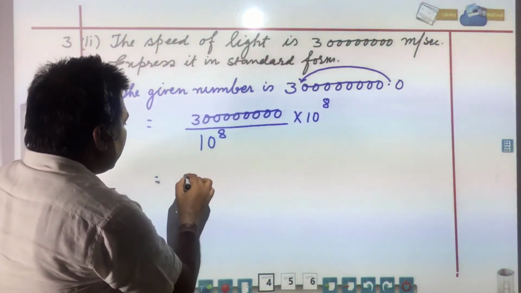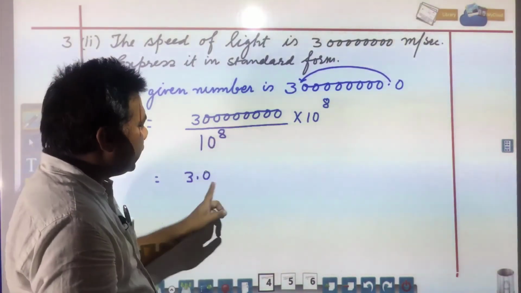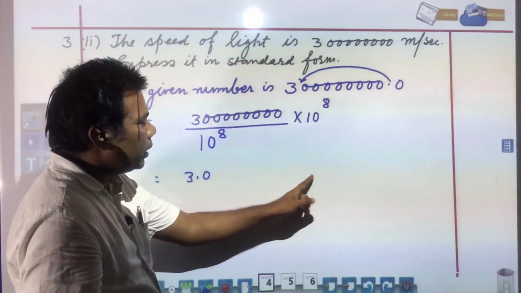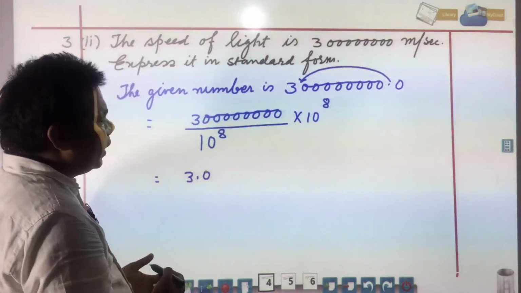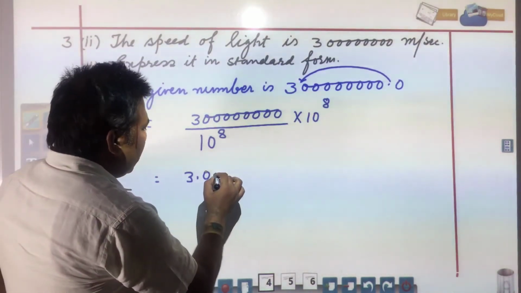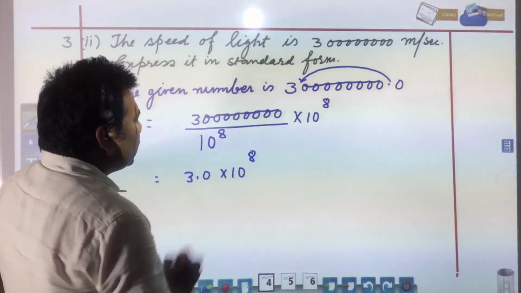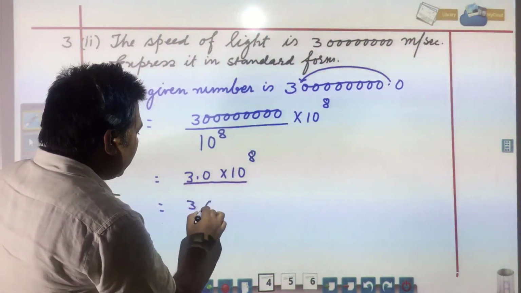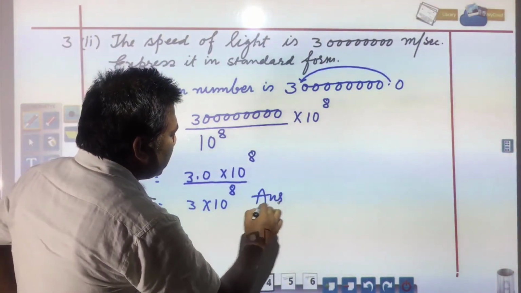So, that we will get 3.00000000 times, and that is not required, because after the decimal if you are putting many zeros, that is of no use. 3.0 or simply 3 can be written into 10 to the power 8, or finally either in this way you write or 3 into 10 to the power 8 you write, and this will be your answer.